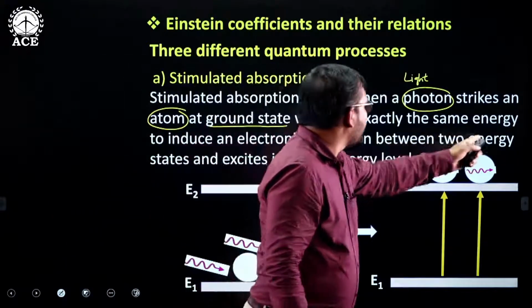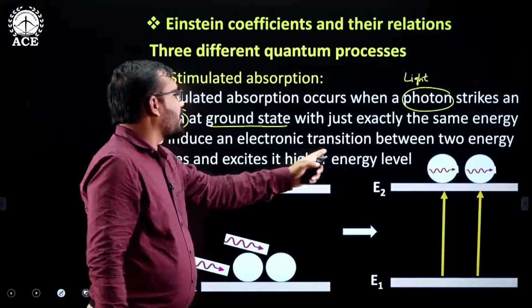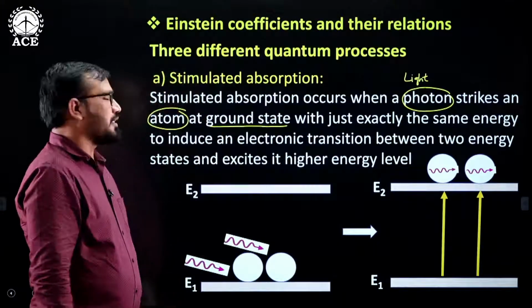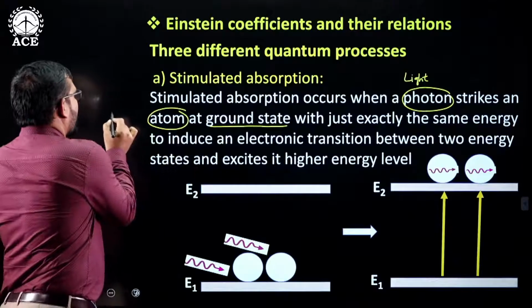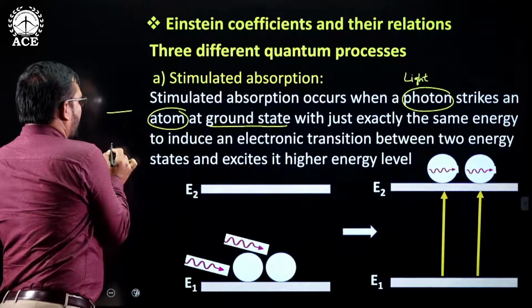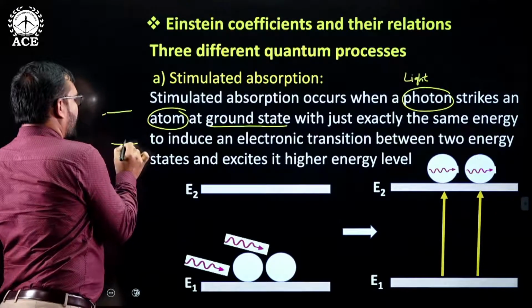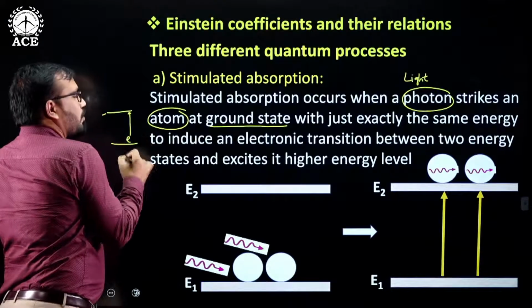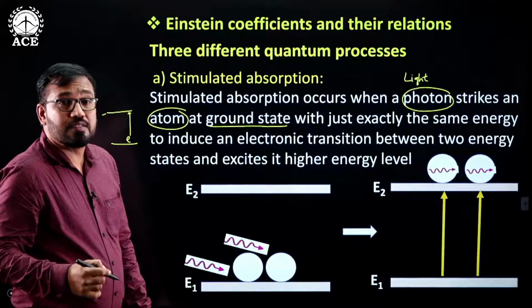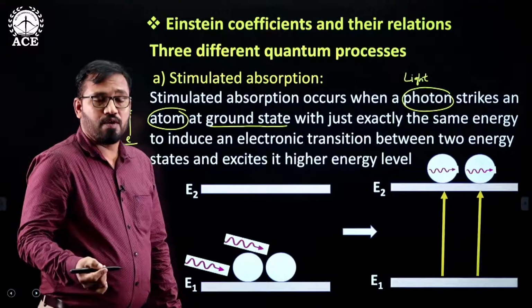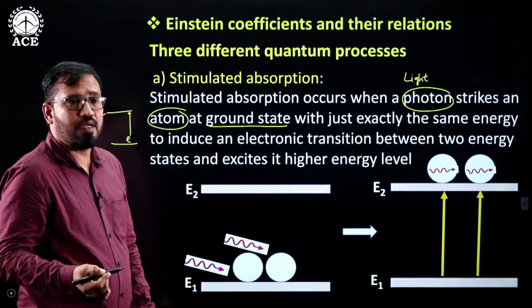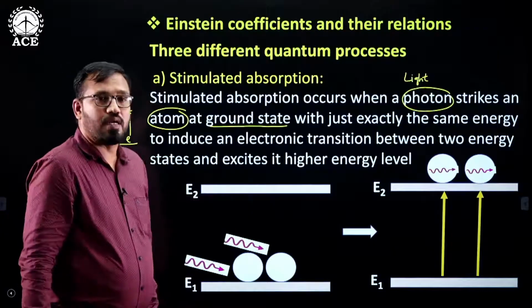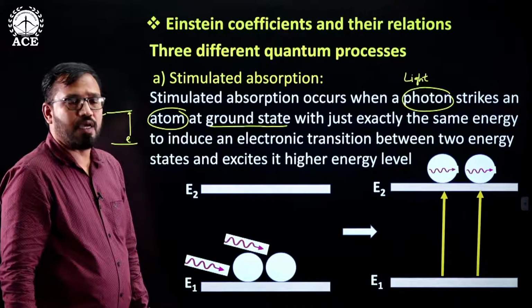The same energy induces an electronic transition between the two energy states. For example, this is one electronic level and this is another electronic level. The electron transition takes place from one level to another level. Just as electrons transition from one energy level to another, atoms also transition from lower energy level to higher energy level.